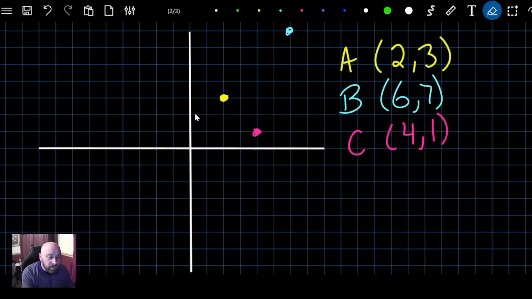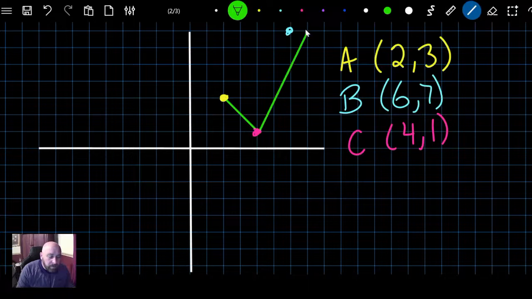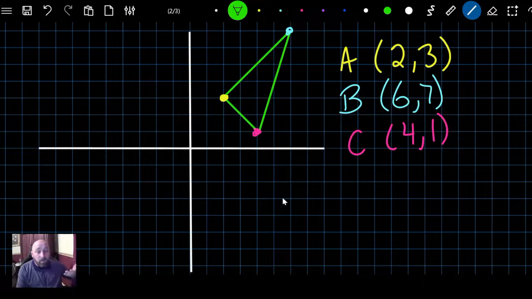Okay, so let's connect the dots. We'll make this one green. So connect these dots and we get our triangle. Now, this is where the lesson starts. We've been doing that for the last week or week and a half, so we've been doing quite a few of those.